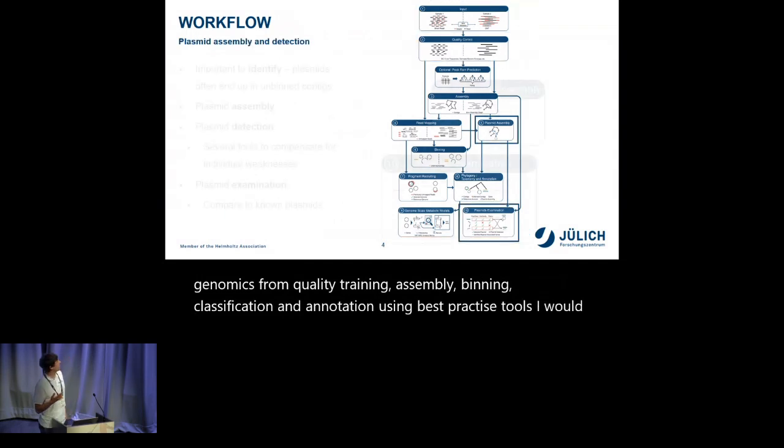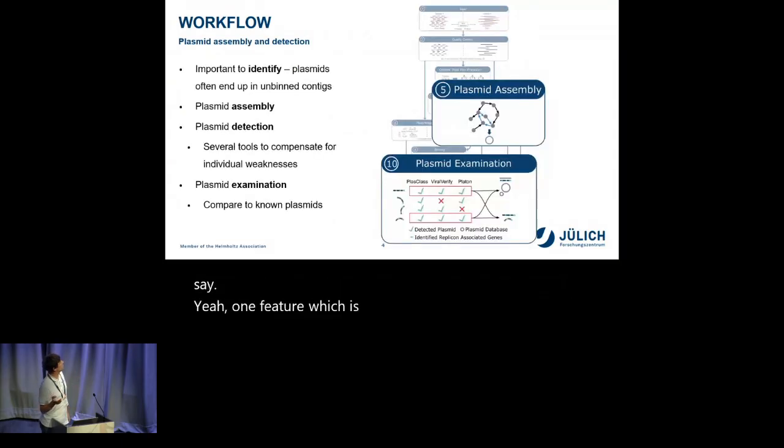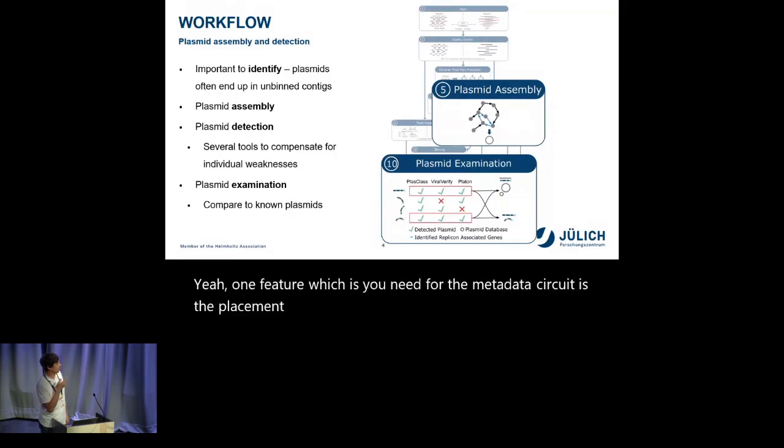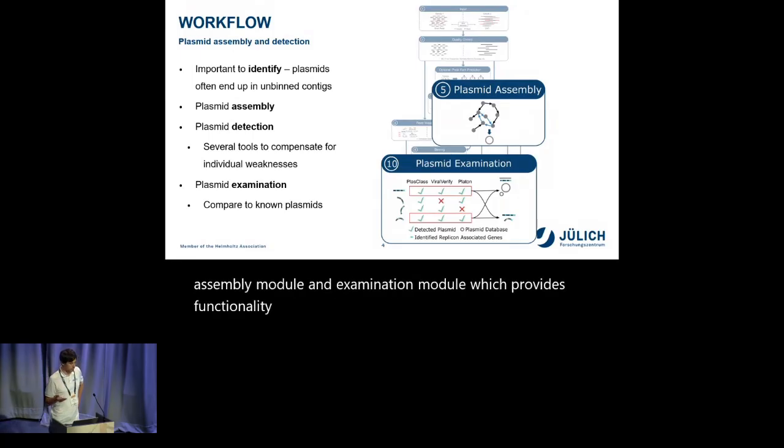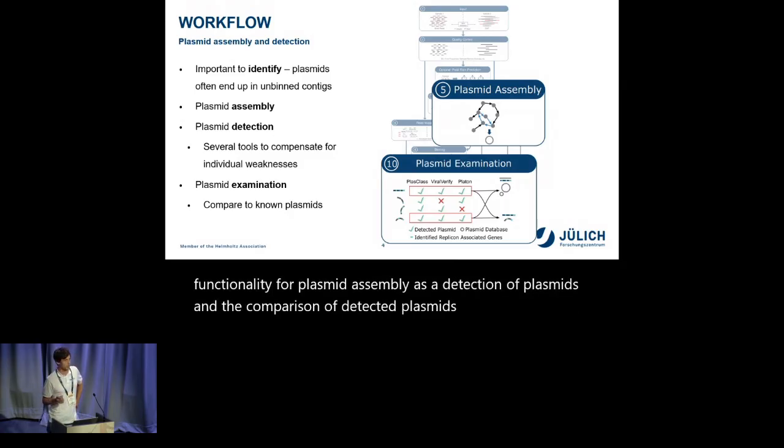One feature which is unique for the Metagenomics-Toolkit is the plasmid module, or it's two modules actually, an assembly module and an examination module, which provides functionality for plasmid assembly, the detection of plasmids, and the comparison of detected plasmids to known plasmids in databases.